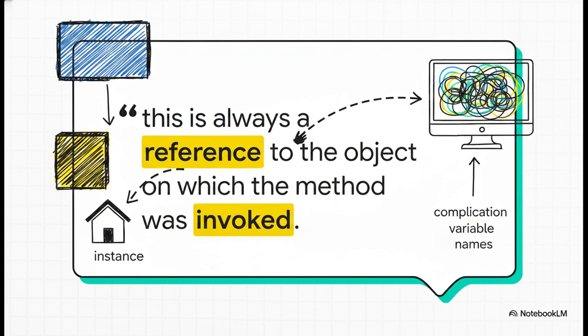What happens when a local parameter name collides with an instance variable name? Like, say your parameter is named width, and your instance variable is also named width. To fix this, you use the this keyword. It acts as a direct reference back to the current object. By just typing this.width, you're telling the compiler exactly which variable you're actually talking about.